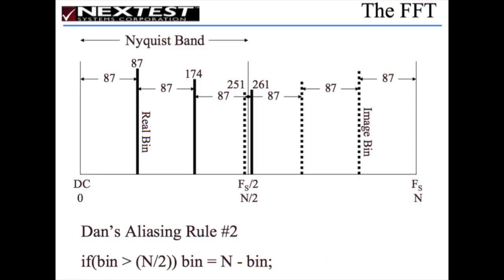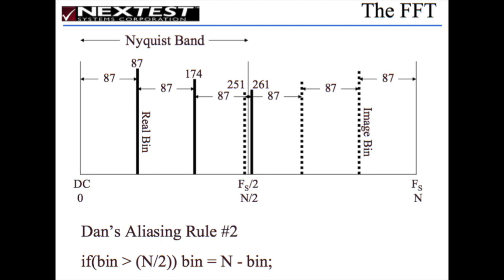That's an alias. So this is the way things work. There's the Nyquist band, and bin 87 and bin 174 are inside the Nyquist band, but bin 261 is not. The Nyquist band only goes up to f sub s over 2 or N over 2, and we notice that in our last waveform, the third harmonic would have fallen outside of N over 2 or outside of f sub s over 2.